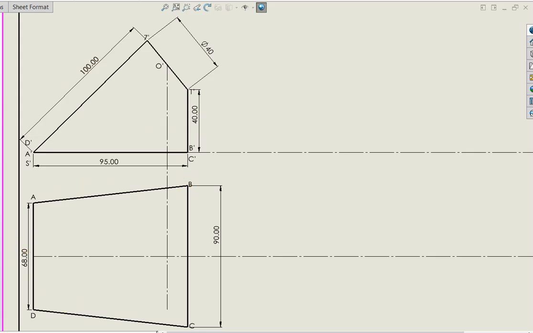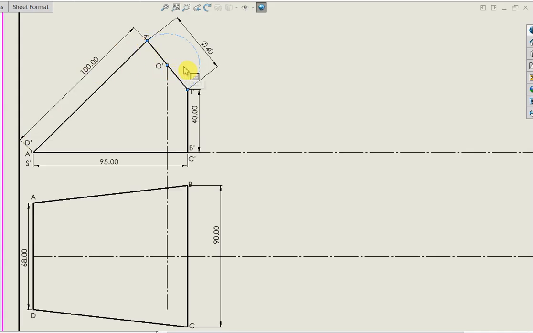So let's get started. I will start by drawing half of the section of the upper base. That's a semicircle. The center O prime, diameter 40 mm. I'm going to draw a semicircle.